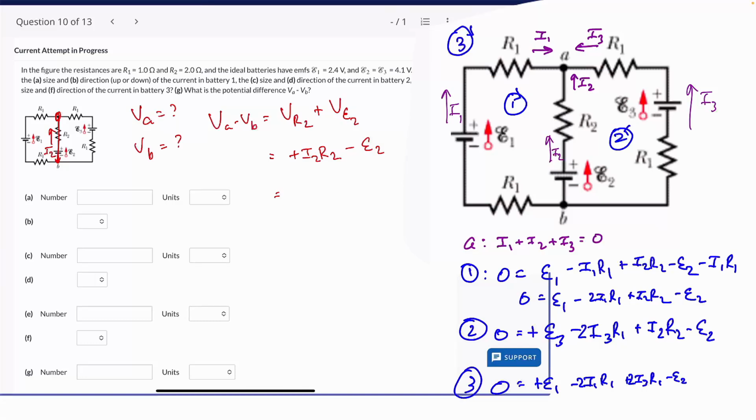Did you mean to write E2 like that in loop 3? No. I meant to write E3 somewhere. I did E1, I did 2, I went through that. This was supposed to be E3. Thank you.